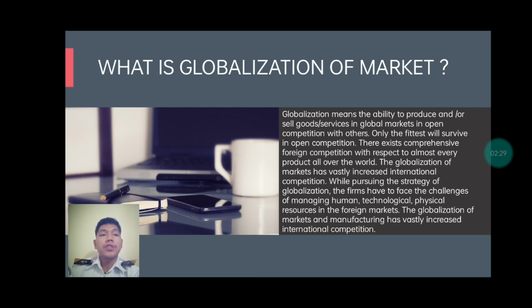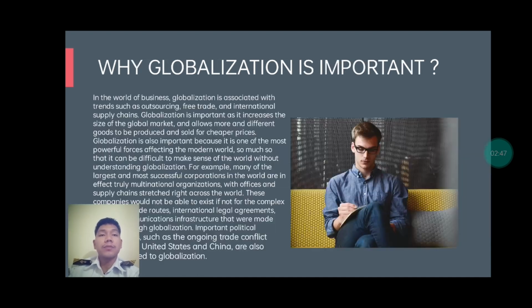While pursuing the strategy of globalization, the firms have to face the challenges of managing human, technological, and physical resources in the foreign markets. The globalization of markets and manufacturing has vastly increased international competition.